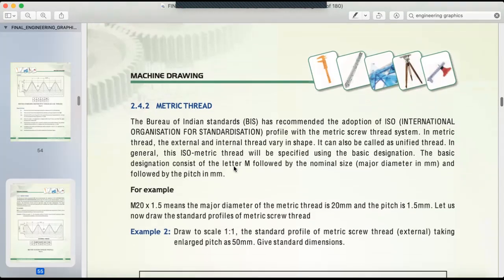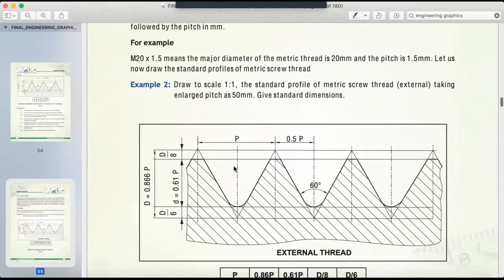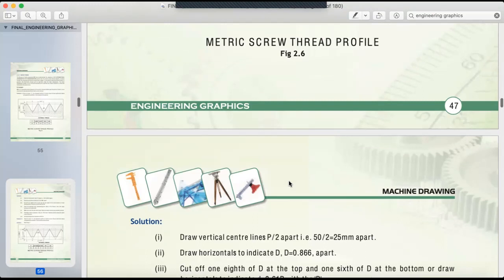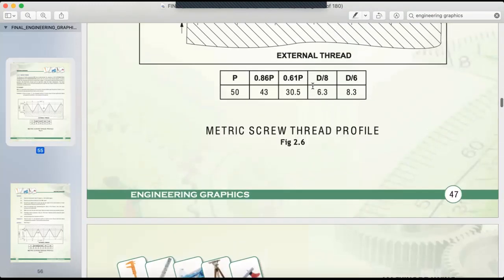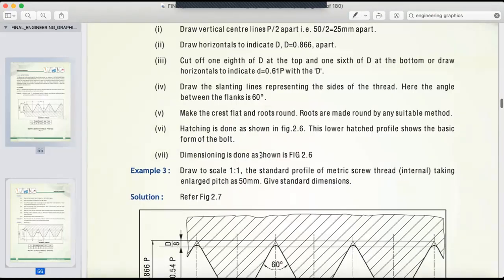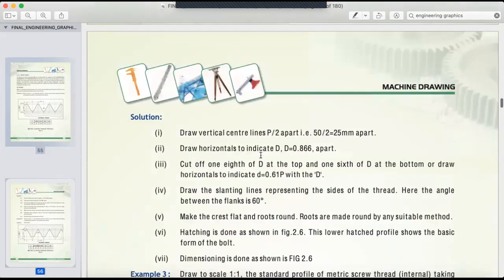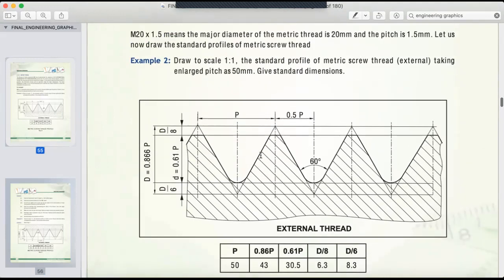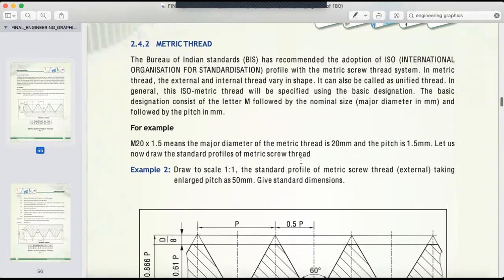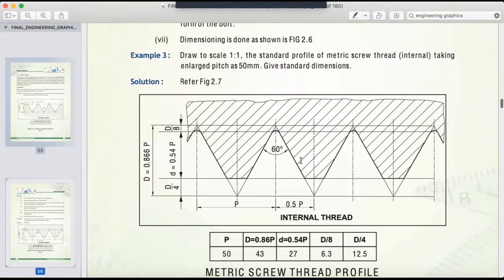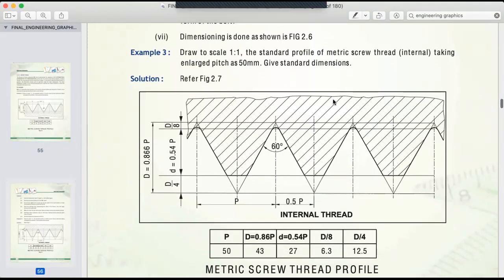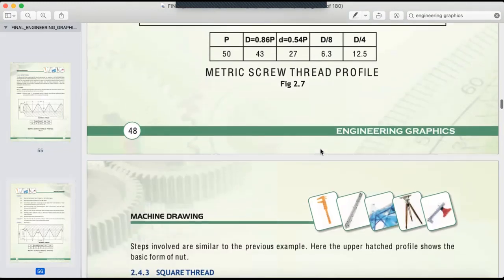And then we have a metric thread. If you see the metric thread, one side is sharp and one side is curved, and the angle is how much? 60 degree. So this you should know. Then just check all this calculation. They are not accurate, so don't trust all this calculation. Then this is internal and external. The one which we saw just now is the external metric thread. And this is the internal metric thread, which is upside down. So that you should know.